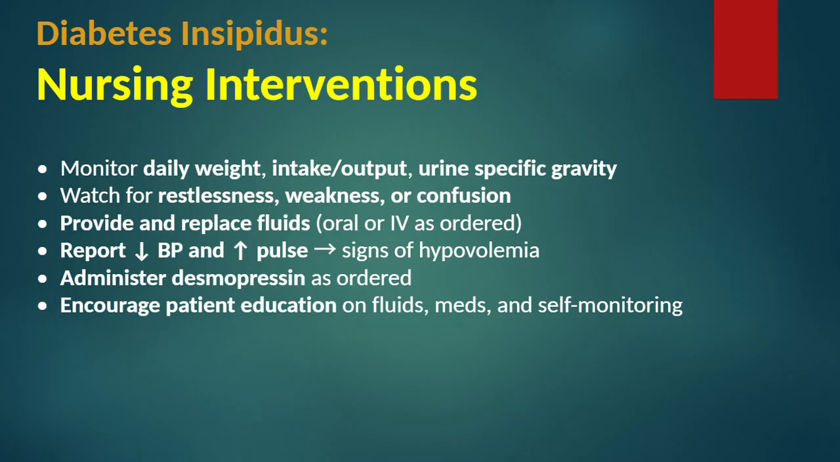Providing fluids is essential. These patients lose large amounts of water through urination, and oral fluids should be encouraged if they can drink safely. If the patient cannot maintain hydration orally, IV fluids, often hypotonic solutions like 0.45% saline, are administered to replace water without worsening sodium imbalance.